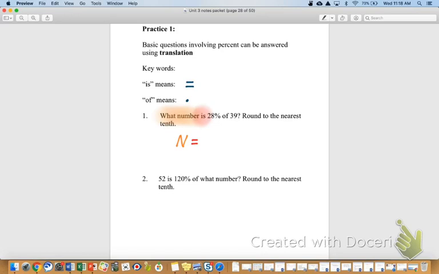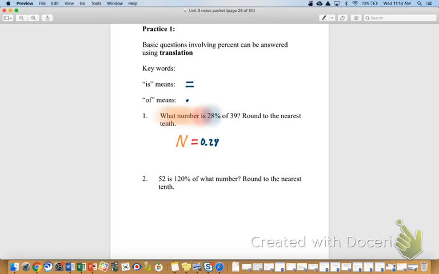So from the intro video, or perhaps from your past, 28% really would be better written as a decimal here. And what would it be as a decimal? 0.28. Yep. So 0.28. So I'm getting that, of course, from right here.